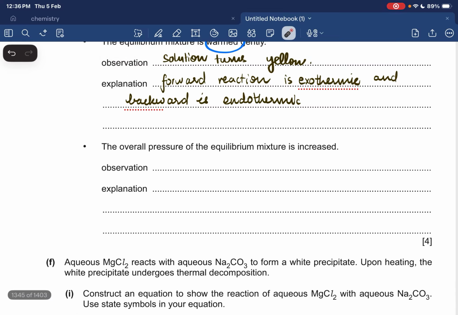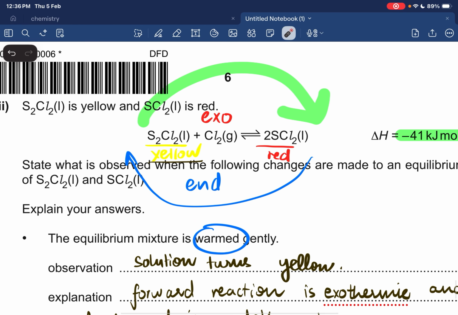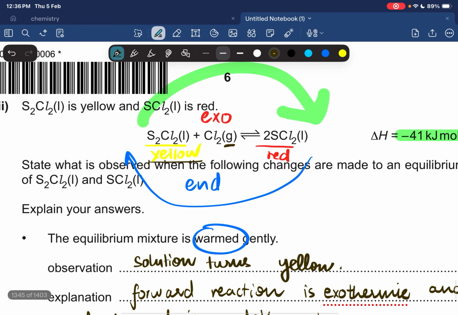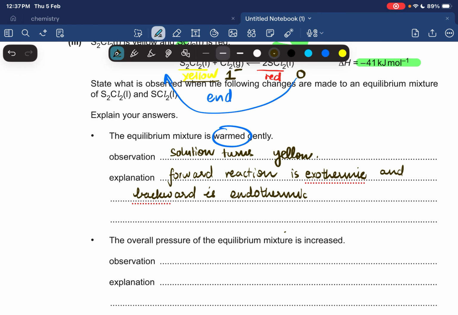The overall pressure of the equilibrium mixture is increased. So now you're increasing the pressure of the equilibrium mixture. You know that when we're dealing with gases, pressure matters, but when we're dealing with liquids, pressure does not matter. So over here, pressure is only going to affect gas, not liquid. Over here, we have 1 mole of gas. Over here, we have 0 moles of gas.